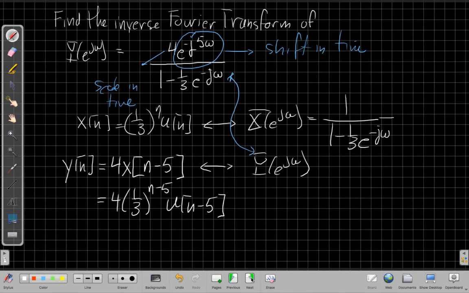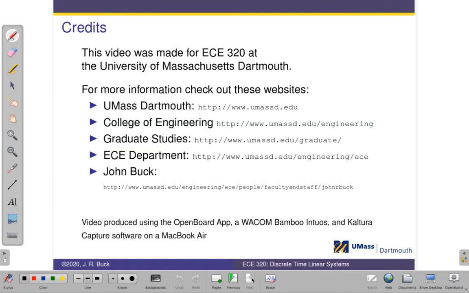All right, so that's two examples of finding inverse Fourier transforms for signals that were exponentials in time and how we recognize them.